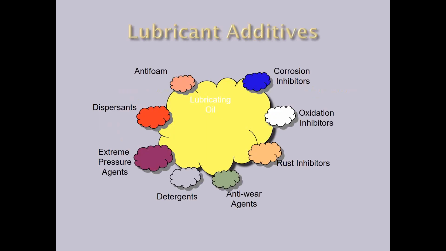Lubricant additives. What kind of additives are we talking about? Well, if we look at this slide, and we see we've got our oil here in the yellow, we can have additives such as anti-foam. Anti-foam's in all your hydraulic oils, but it keeps the bubbles large so they go to the top and dissipate. Once the anti-foam's gone, the oil may get milky.